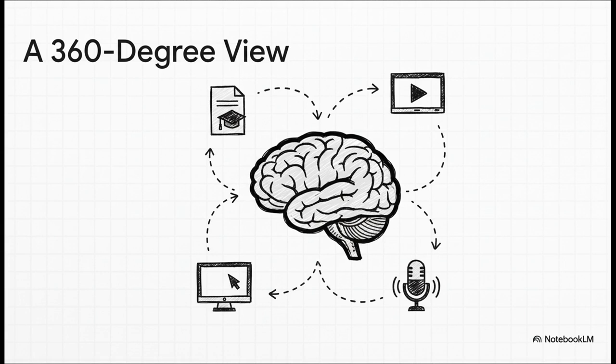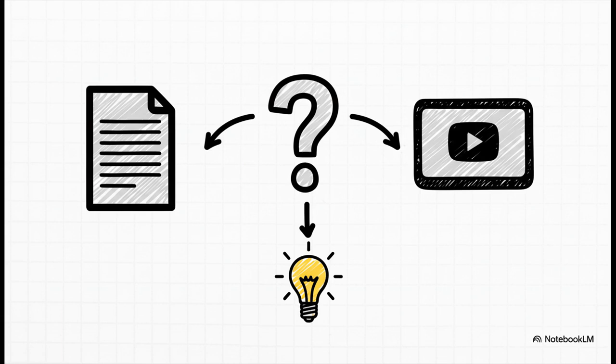Papers give you rigor. YouTube lectures make complex ideas accessible. Blog posts give you what's happening right now. And podcast transcripts reveal those conversational nuances. Layering them all together is the secret. And this is how you turn that key.